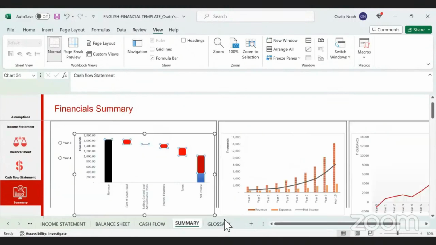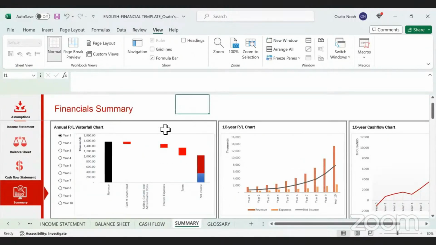Finally, we now have our summary, more like a dashboard, of how the entire business, the financial summary and the 10-year P&L, looks. So for our annual P&L waterfall, it shows a very good company that is maintaining the cost and making some very good net income. You can check this on a year-on-year basis and see how the financials are changing.